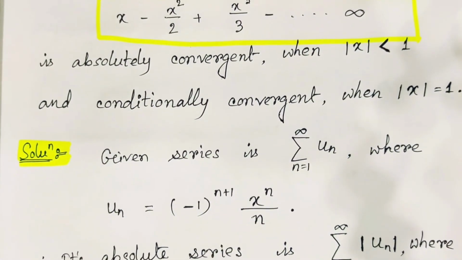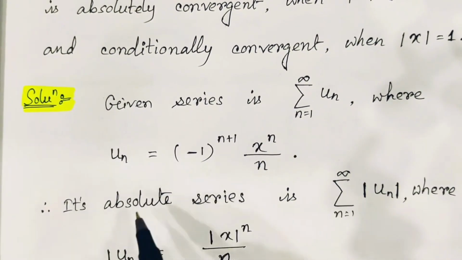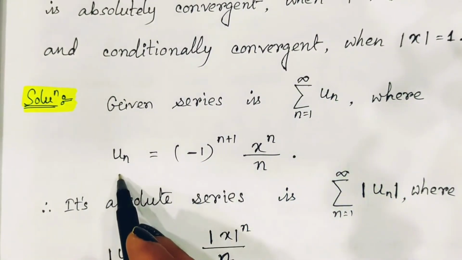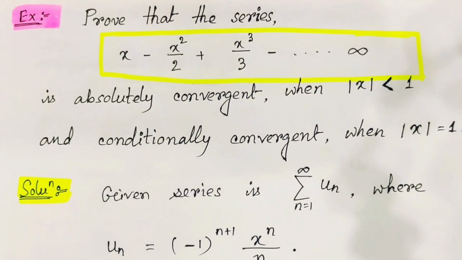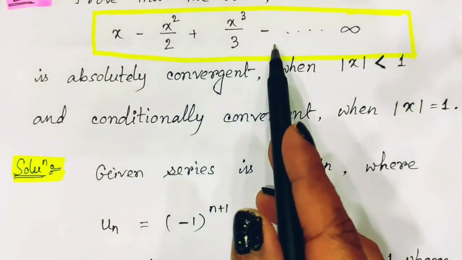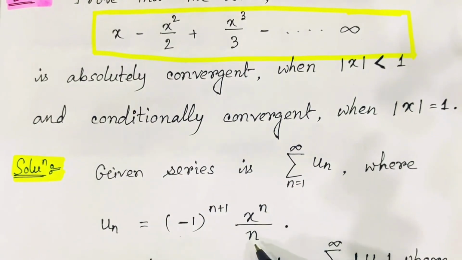So let us verify this one. Initially, for the given series, if we write it in this format, then what is un? If we verify the series, then we will find un is equal to, regarding these terms, x to the power n by n.